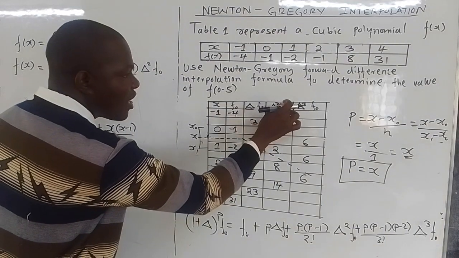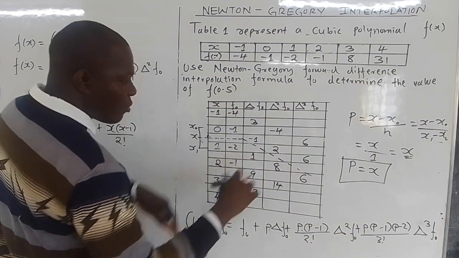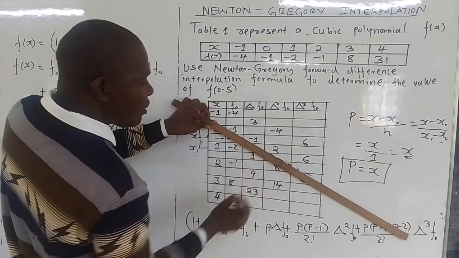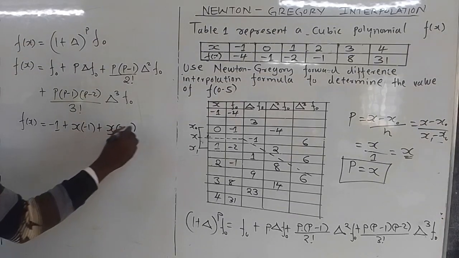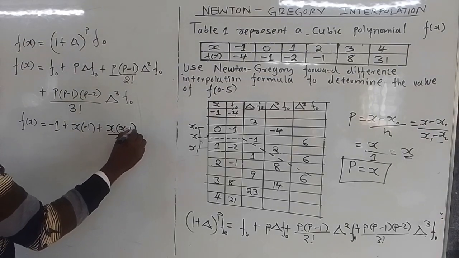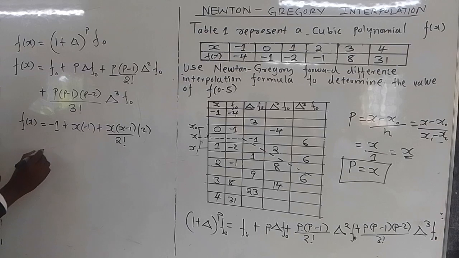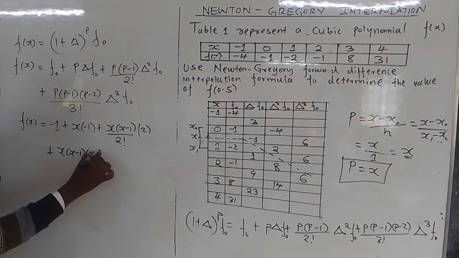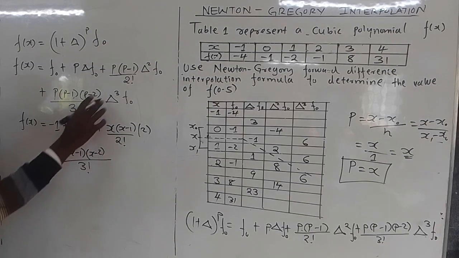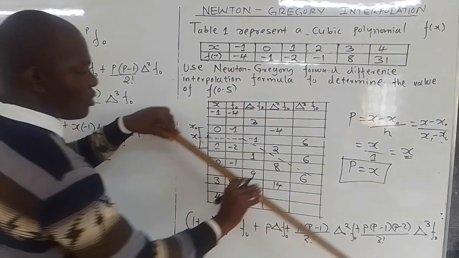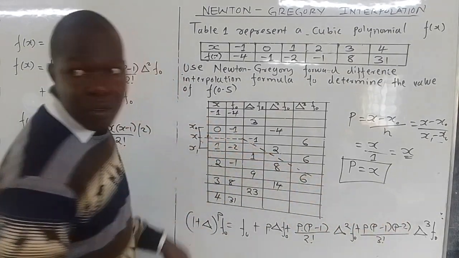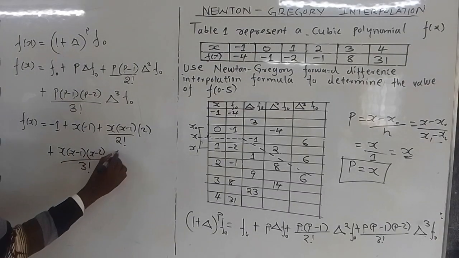So delta squared f naught, you move until you get the value which is on top of that, your line. Your line is here, isn't it? So which value do we have? 2, isn't it? Are we together? So that is 2. Then you move plus, your P is x, isn't it? So it is x into x minus 1 into x minus 2 over 3 factorial. Then what is your delta cube f naught? What do we have in that line? 6, isn't it? You have 6. So it is times 6.